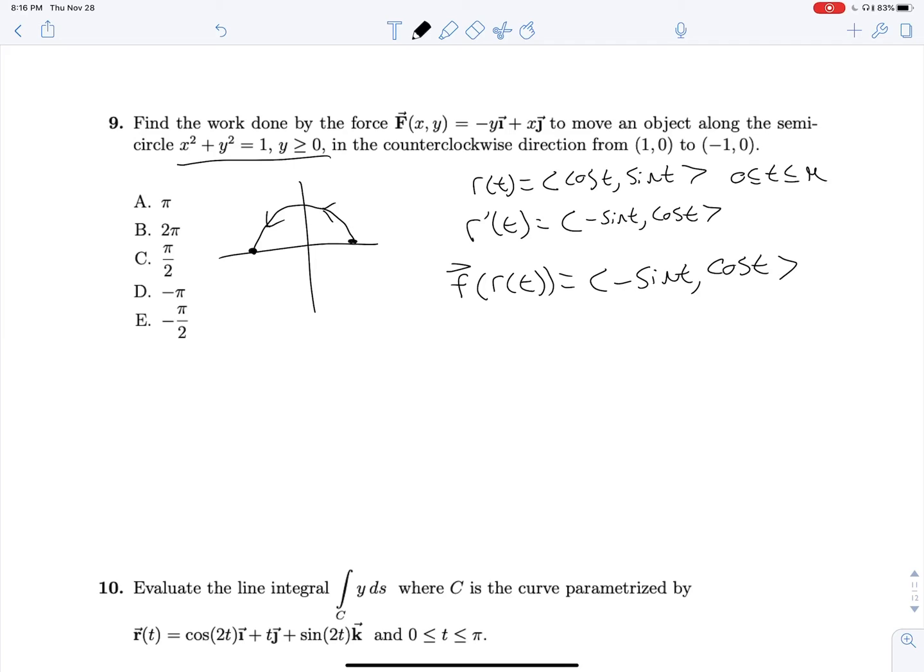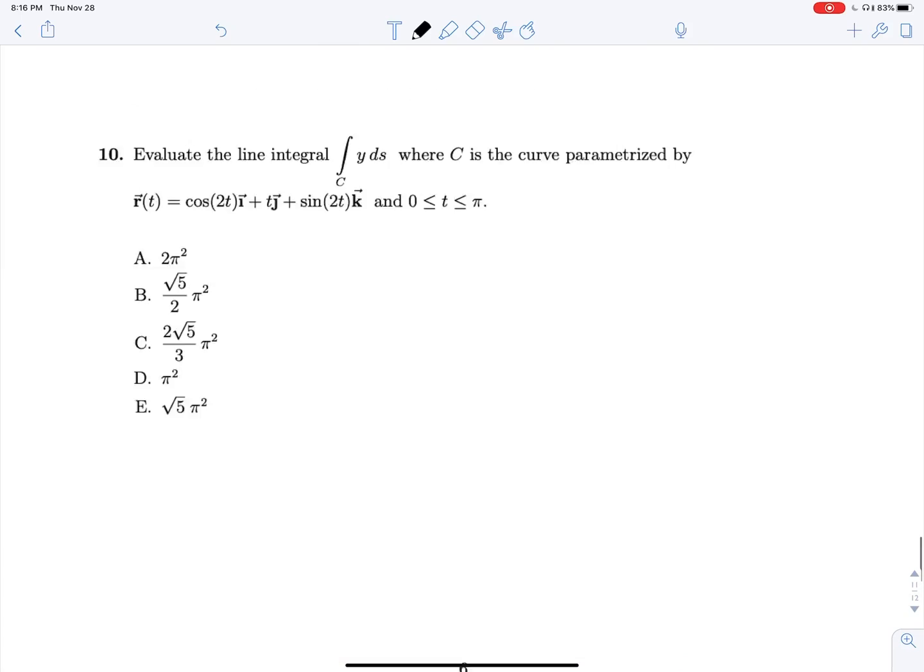Now, whenever they say find the work done by this force, really what we're doing is a line integral over c of f dot dr. This is what we've already been working towards, but it's good to get that terminology connected in your head. All we have to do is take our f dot r prime over here, and we will get cosine squared t plus sine squared t. So really, we're just integrating 1 dt over the bounds 0 to pi, and this will just give us pi.